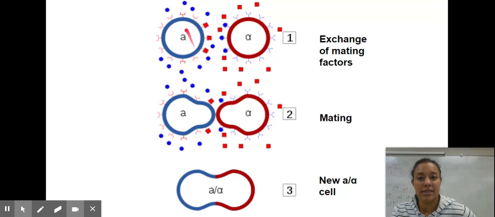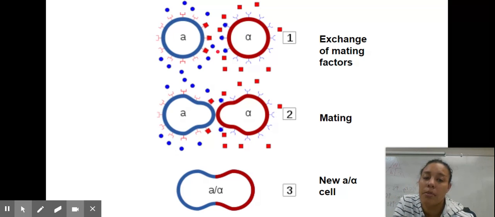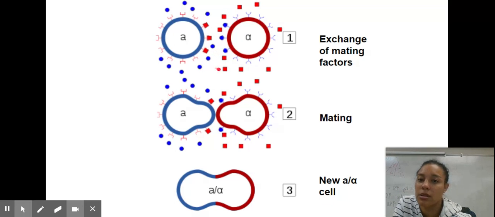There's yeast A and there's alpha yeast over here. They each have their own mating factors, represented by these circles and squares, for their ligands or signaling molecules. If they are near each other, there can be an exchange of these mating factors, these ligands and signaling molecules, because each of these yeasts has different receptor molecules, so they can pass them back and forth with each other so that they are received properly.